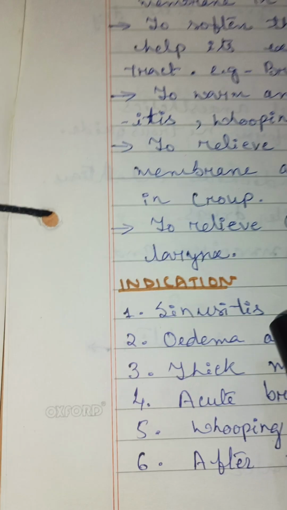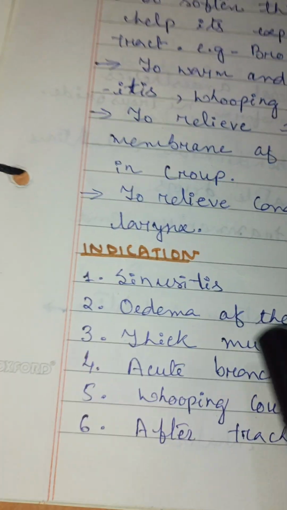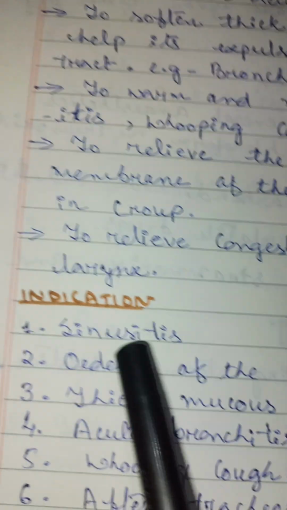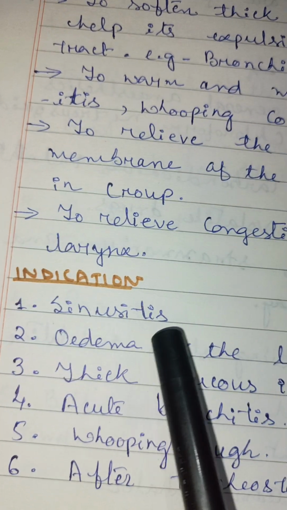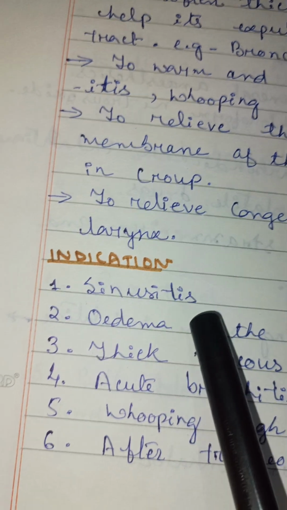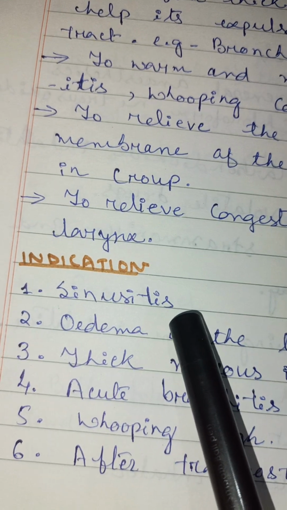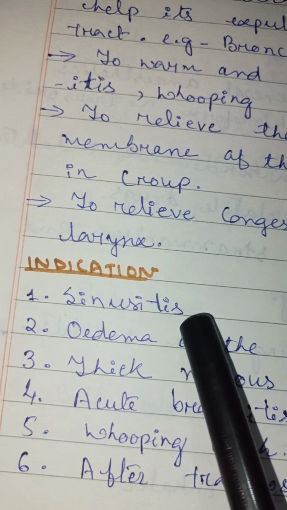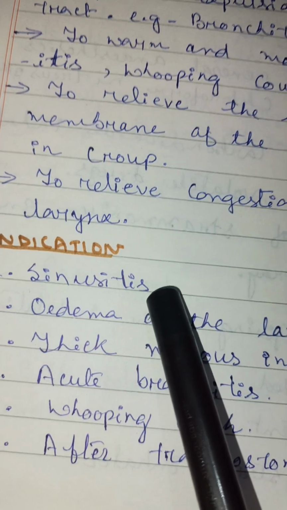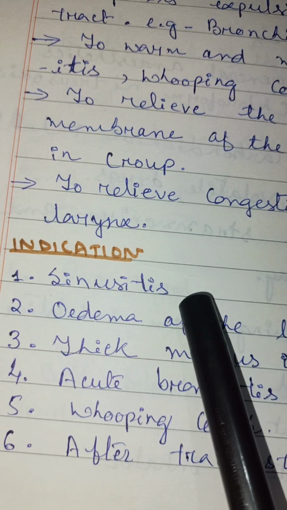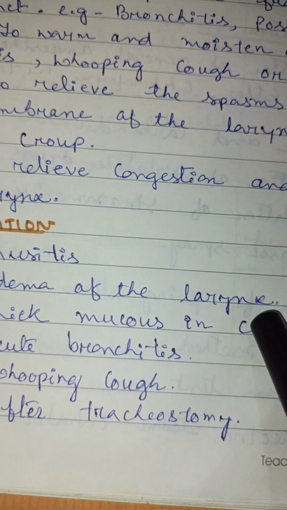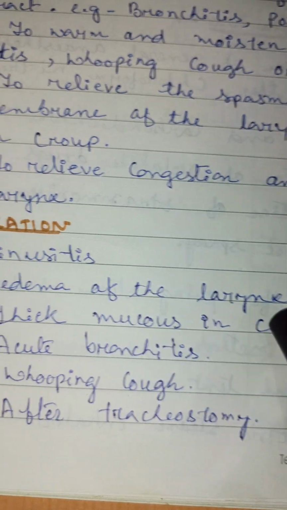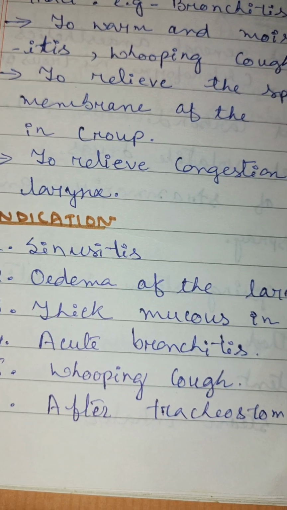Let's see the indications. Indication means the reason or cause why steam inhalation is to be given, in which cases we should give steam inhalation. Number one, sinusitis. When there is sinus inflammation, if we give steam inhalation, it will clear the air passage. Then next, edema of the larynx. When there is edema or swelling in the larynx, at that time also steam inhalation needs to be given.